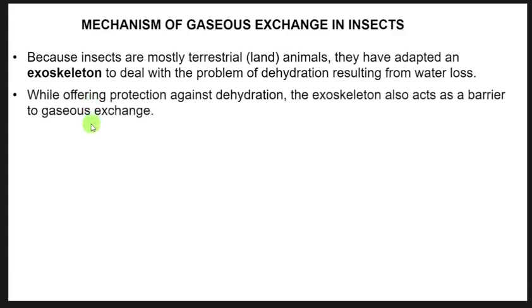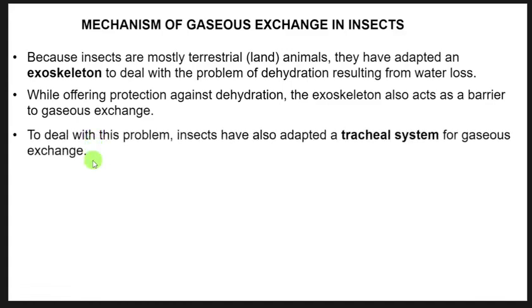Then we are saying that while offering protection against dehydration, the exoskeleton also acts as a barrier to gaseous exchange. So meaning that these insects find it difficult because of the exoskeleton. It has made it so difficult that gaseous exchange can't just happen anyhow. All right, so to deal with this problem, insects have adapted a tracheal system for gaseous exchange.